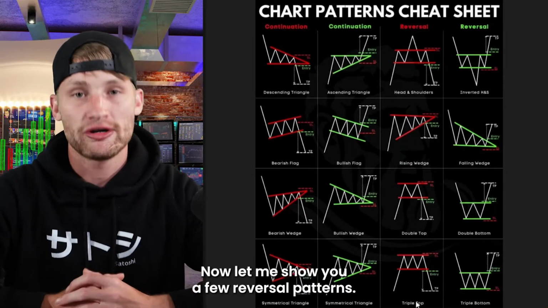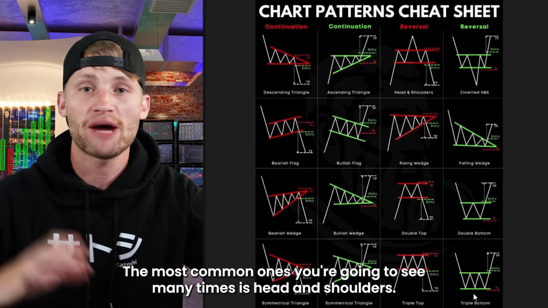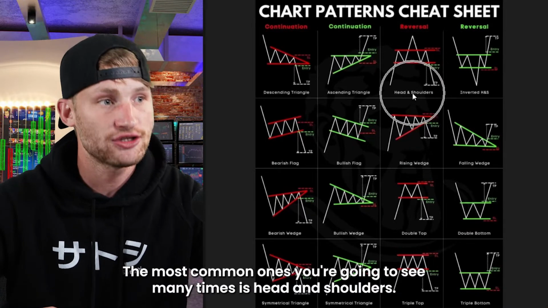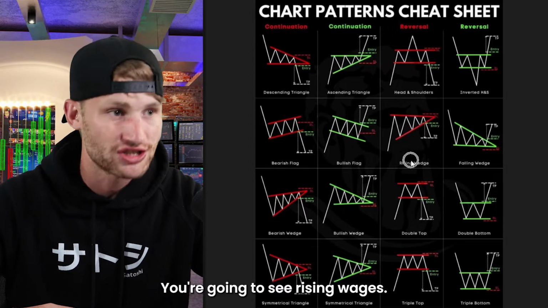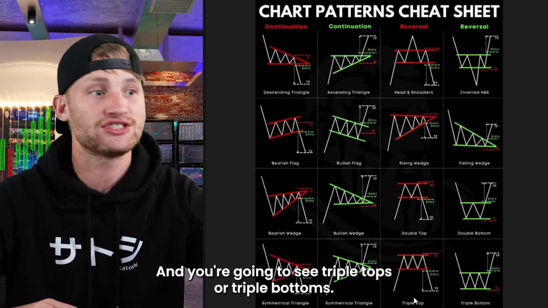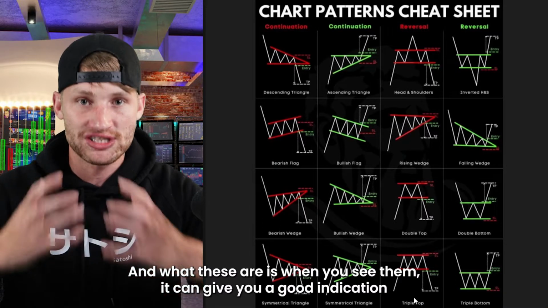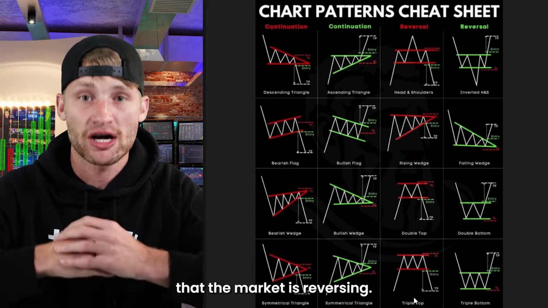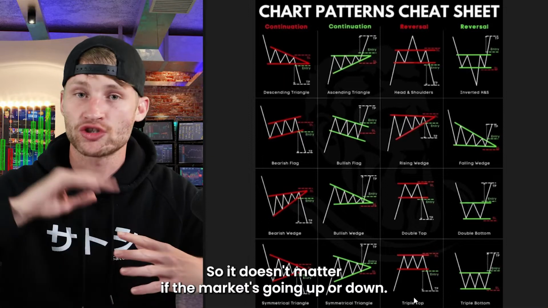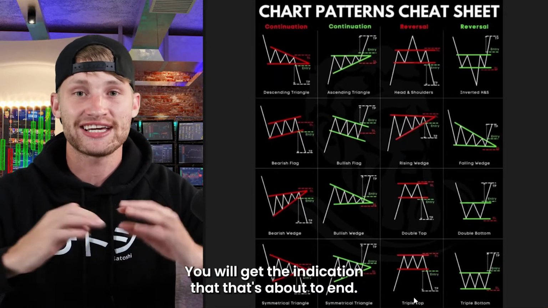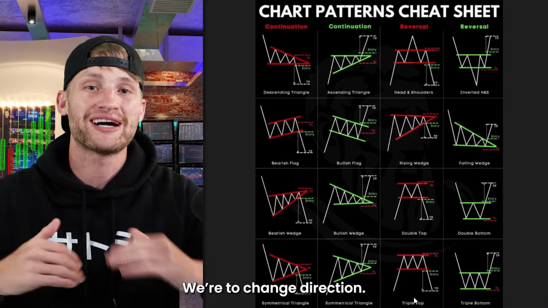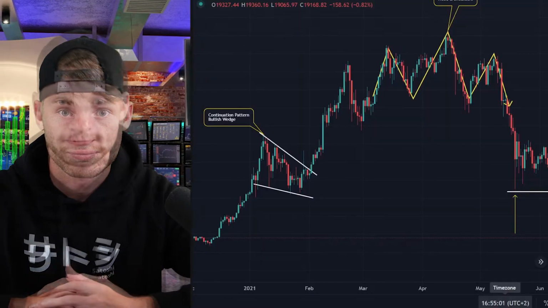Now let me show you a few reversal patterns. The most common ones you're going to see many times is head and shoulders. You're going to see rising wedges, you're going to see double tops, and you're going to see triple tops or triple bottoms. And what these are is when you see them, it can give you a good indication that the market is reversing. So it doesn't matter if the market's going up or down, you will get the indication that that's about to end. We're about to change direction.